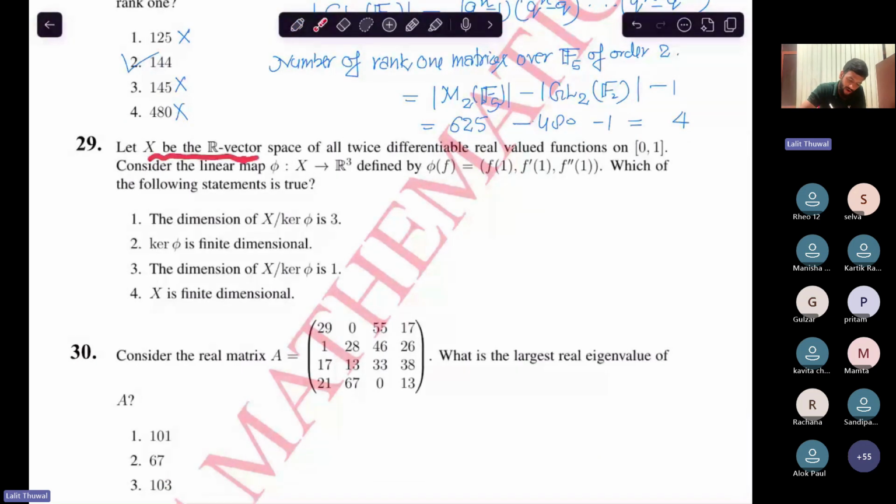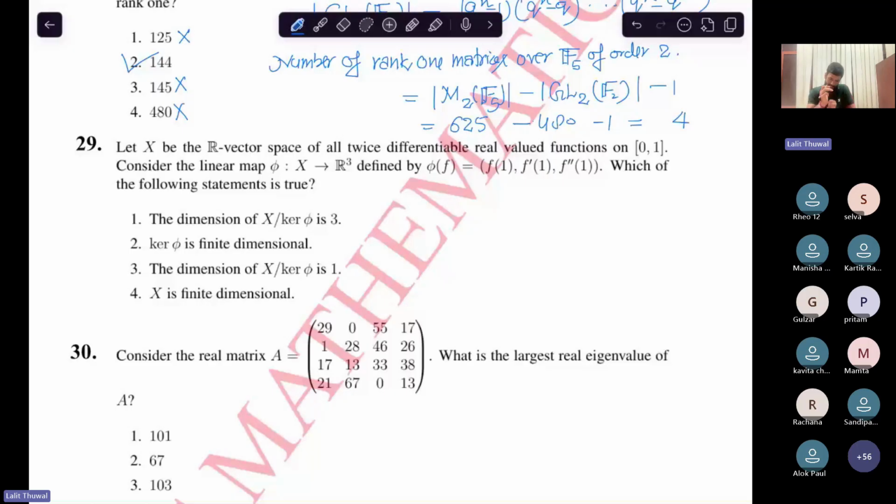Let X be the R vector space of all twice differentiable real valued functions on [0, 1]. Consider the linear map from that space to R cube, which sends a function f to its value at 1, its derivative f dash at 1, and its second derivative f double dash at 1. Which of the following statements is true? So you have to find the true statement, right?